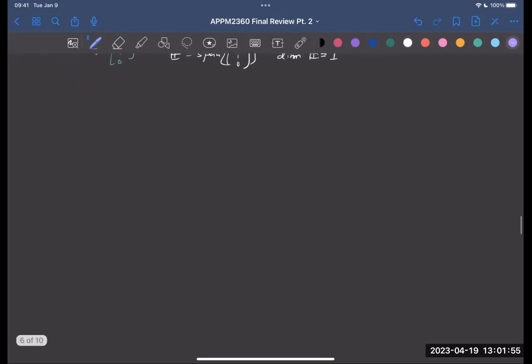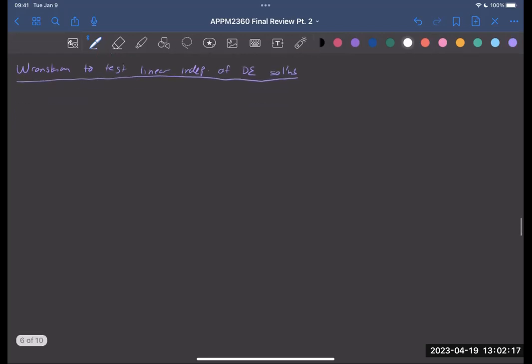All right, the next thing we're going to talk about is the Wronskian to test the linear independence of differential equation solutions. If I have my Wronskian of my system, W of y1 all the way through yn, not equal to 0 at any point, then this is linearly independent.